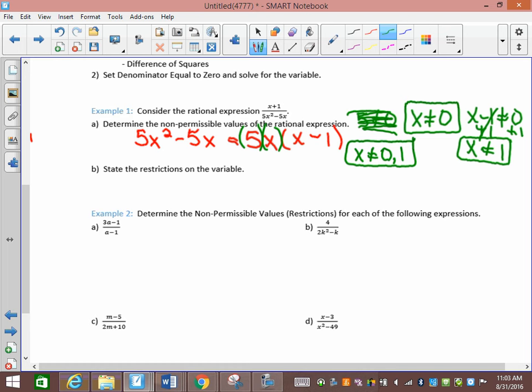Then I check the 1. 5 times 1 squared, 5. Minus 5 times 1, 5. What's 5 minus 5? 0. So 1 got me a 0 as well. Good. Done. I can walk into the exam and be like, I'm a genius.